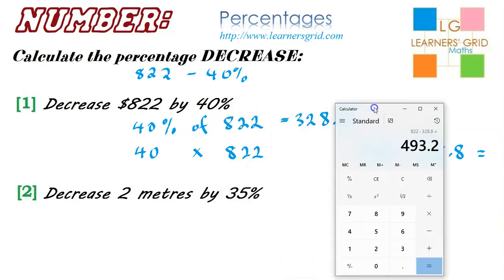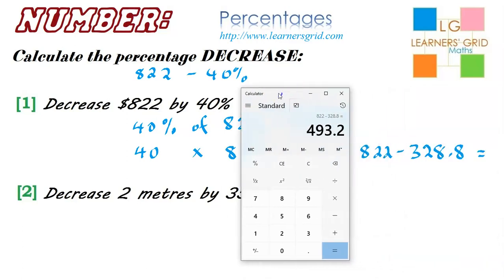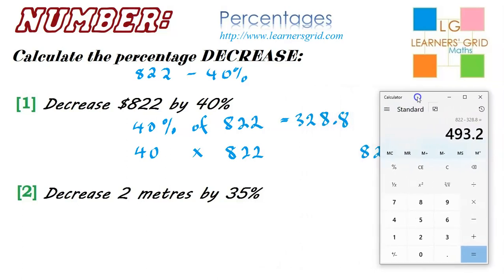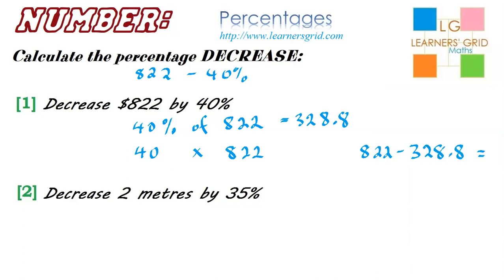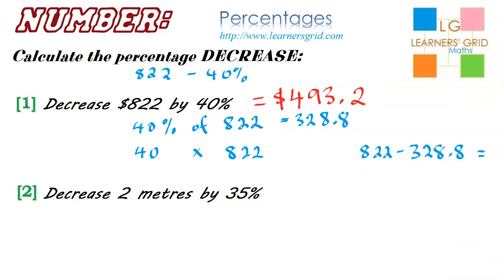So the final answer that we should be writing down, however we get that final answer, either we clear it and just go with that, or use our memory function, we should be getting 493.2. The only problem with this answer as given by the calculator is the last bit, 0.2. Because it's money, I need two decimal places. I've only got one here, so fill in the last one with a 0. And this is the final answer, $493.20.